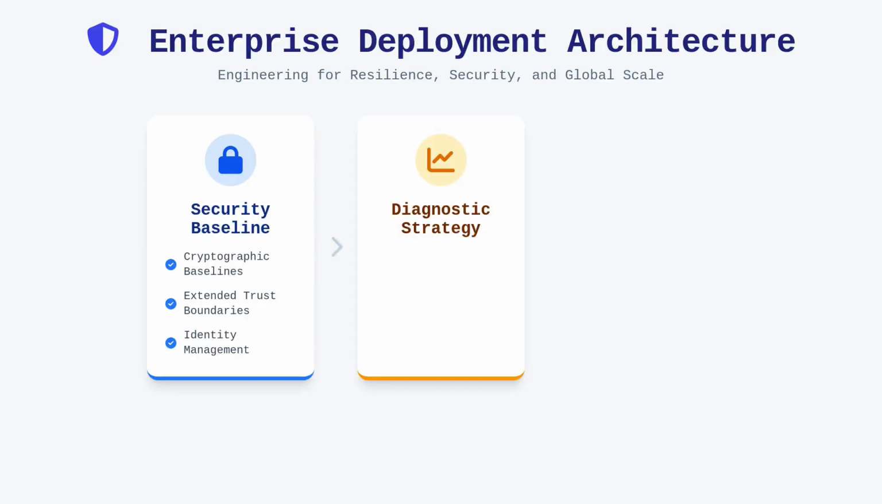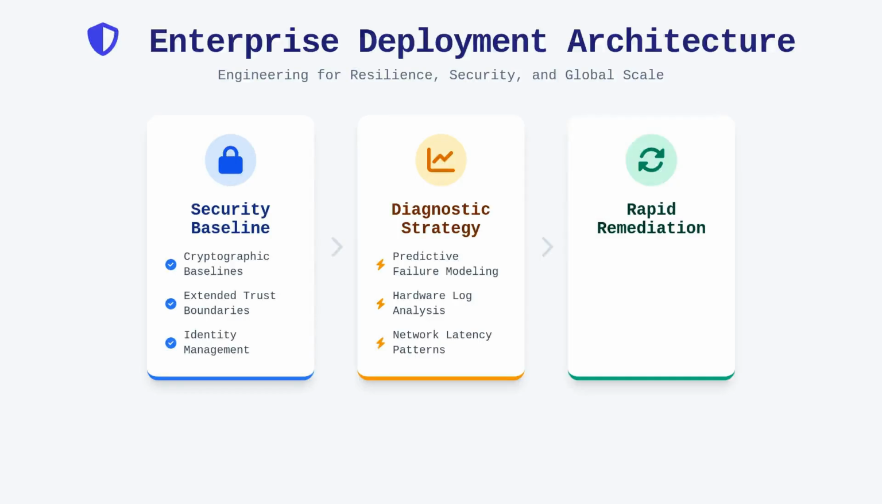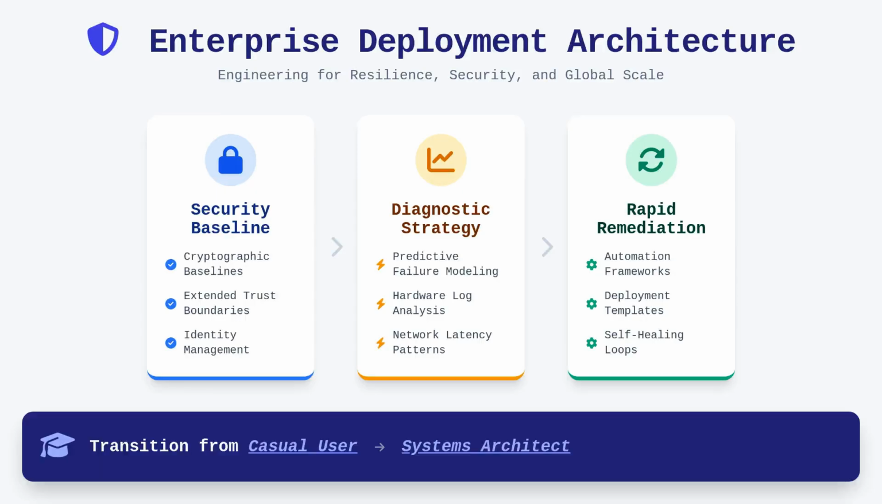Instead of waiting for a system outage to occur, you should focus on predictive failure modeling, where data from hardware logs and network latency patterns informs you of impending issues before they cascade into service disruptions. Rapid remediation is then enabled by the same automation frameworks we use for deployment. By linking your telemetry back to your deployment templates, you create a self-healing loop that minimizes manual intervention. Internalizing these technical specifics is what separates the casual cloud user from a systems architect capable of handling the rigorous demands of global data centers.